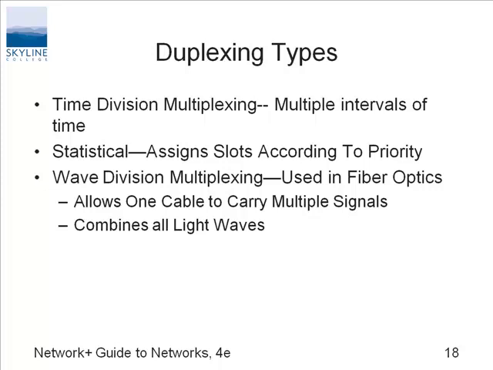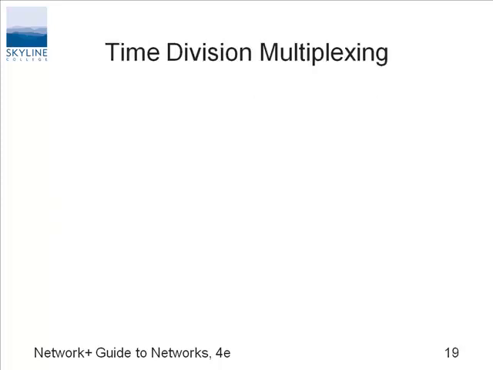Actually, in the multimode fiber, there are going to be different frequencies. So you can have multiple signals on the different frequencies, fiber being one of the ones for wave division. And they've got dense wave division multiplexing, which is just more of it. I didn't put that one up here. It combines all the light waves. When it gets to the other end, it separates the signals again and takes the intelligence off of the individual frequencies.